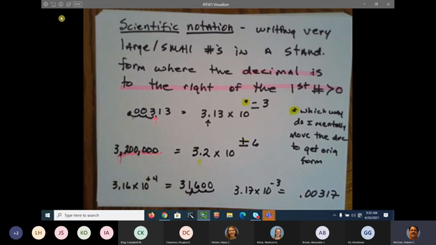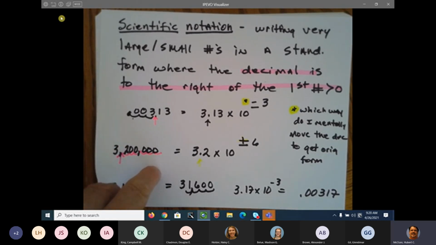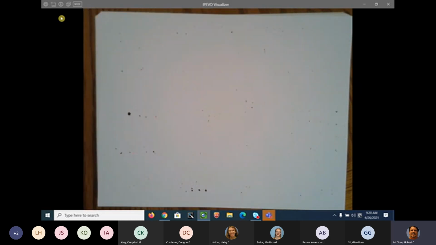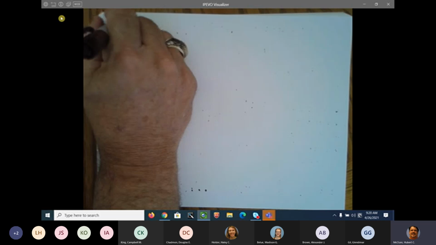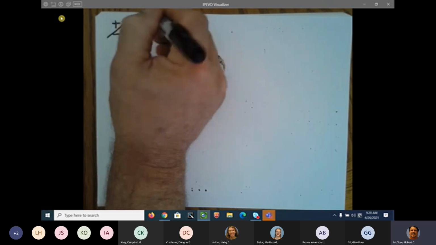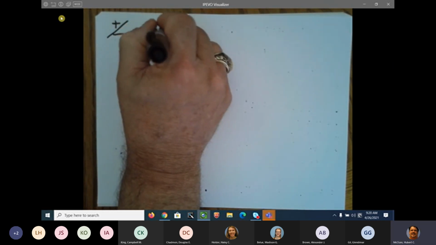Word problems, yes, because that's what I will put on the test. I'll put word problems on the test. But here's the ones that some of y'all have never seen before, such as adding and subtracting scientific notation.